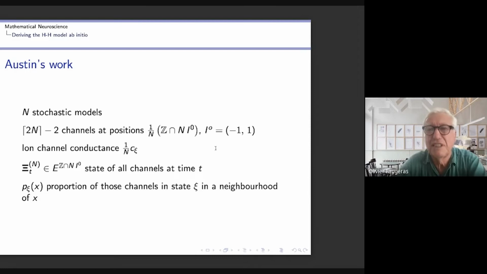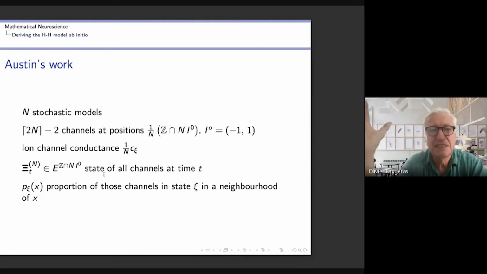positions of the channels. I0 is just the opening of the interval. It's the open interval minus 1, 1. At each point, the ion channel conductance is 1 over n times c. And he denoted by uppercase C_t^n, to remind you that it's the nth model, which belongs to E raised to the power of this set of integers. And that describes the state of all channels at time t.